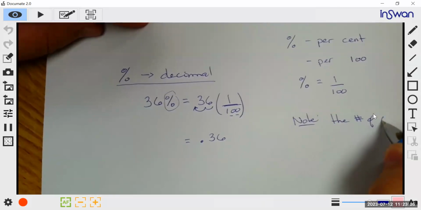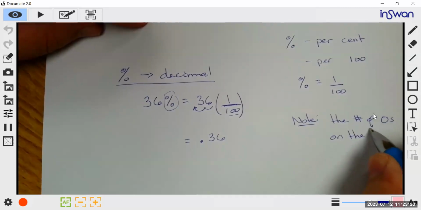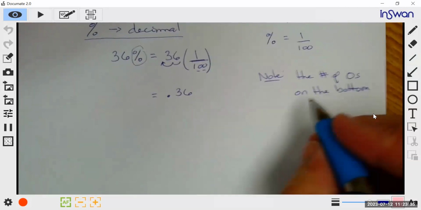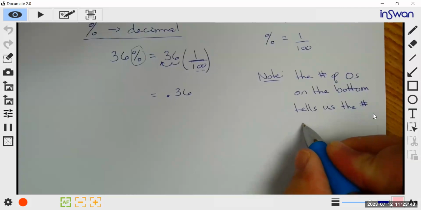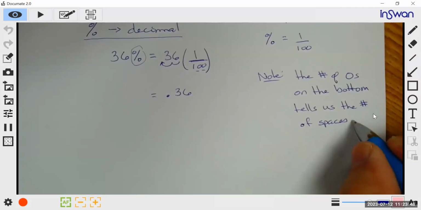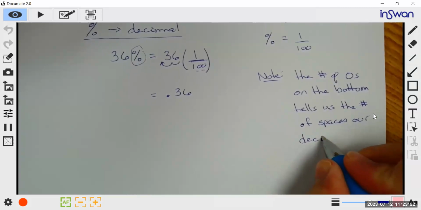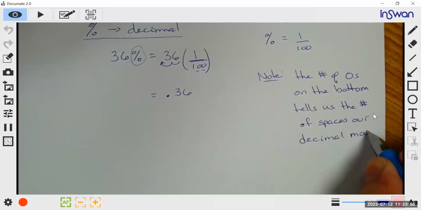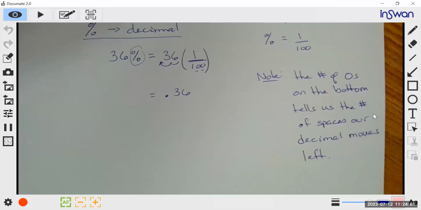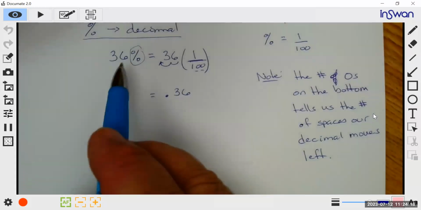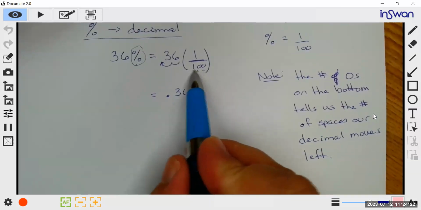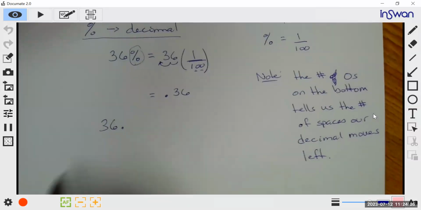Note, the number of zeros on the bottom tells us the number of spaces our decimal moves left. So since the percent symbol means 1/100, that means the percent means move our decimal number two to the left.